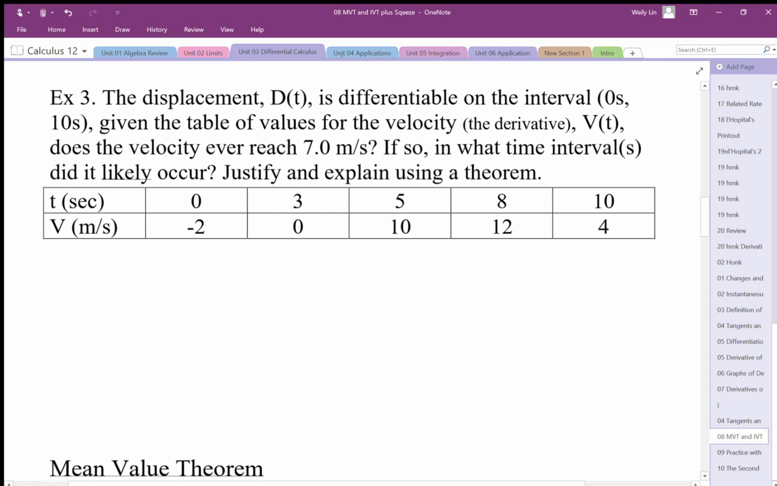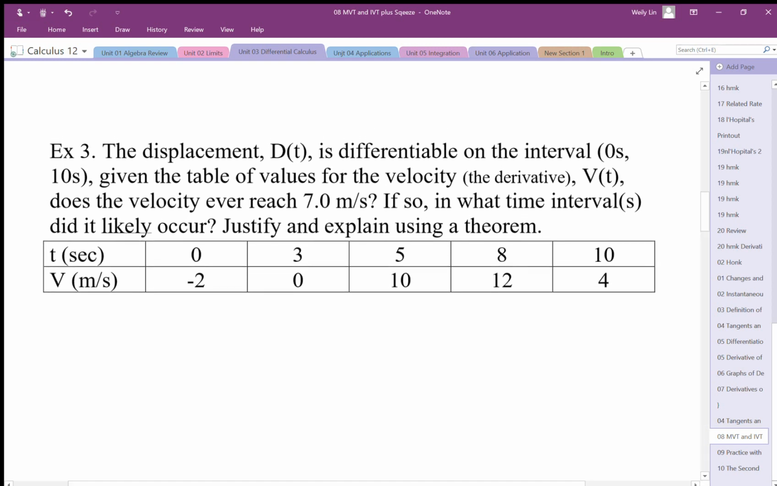So again, here we have another function. It's a displacement function. The displacement function is a differentiable function on the interval from 0 to 10. And you're given a table of values. Here's my derivative function, the velocity, and the time is given here. Does the velocity function ever reach 7 meters per second?